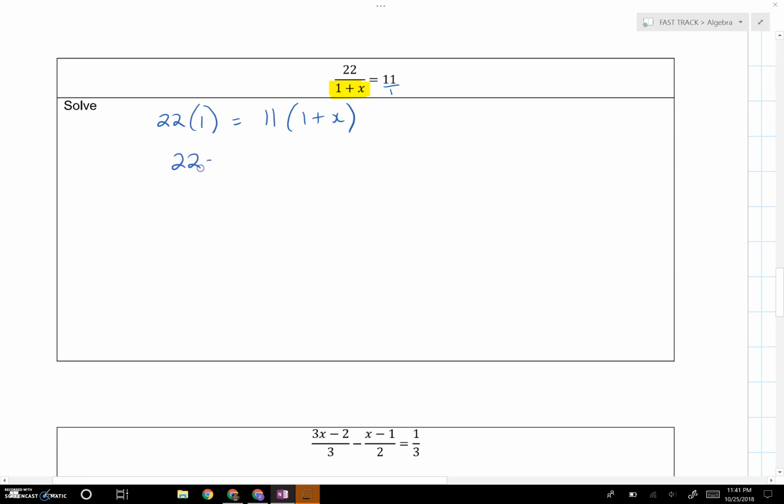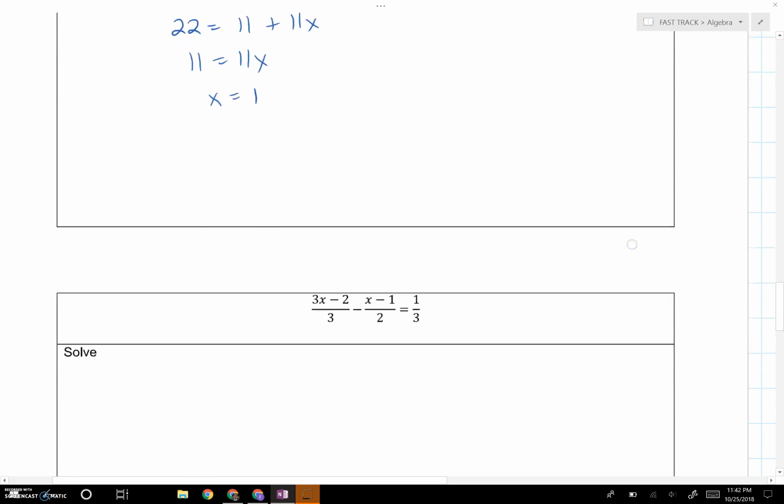So I've got 22 is equal to 11 plus 11x. I'm going to subtract 11, so I get 11 is equal to 11x. If I divide by 11, I get x is equal to 1. So again, whenever I have a fraction equal to a fraction, I'm going to cross multiply.